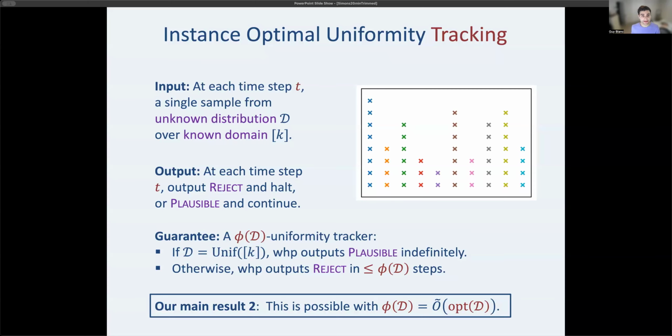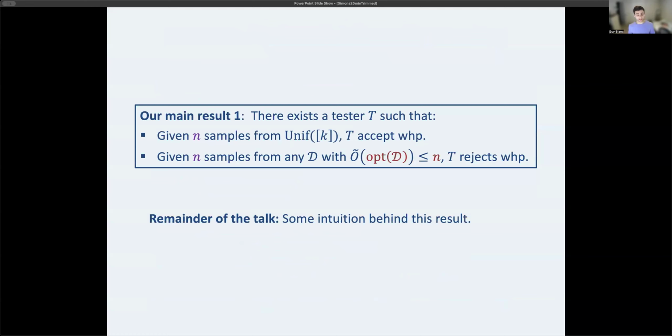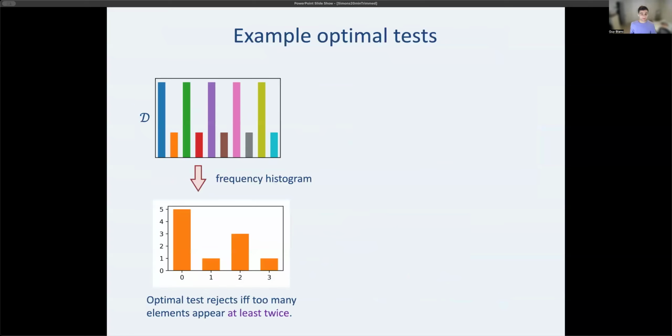Okay, now I'm just going to give a little bit of intuition for how we do main result one, which, as I implied, via pretty standard doubling arguments implies main result two. So you want this instance optimal uniformity tester that rejects with high probability using n samples if it were possible to test with roughly n over polylog n samples. For this, I want to give some intuition by looking at what sorts of tests are optimal for different distributions. One class of distributions we want to get a sense for is distributions that have half the elements being heavy and half the elements being light.